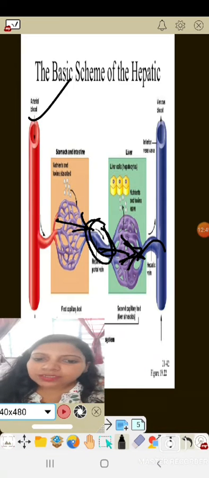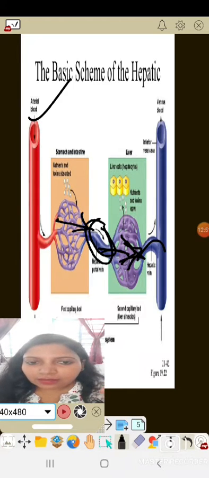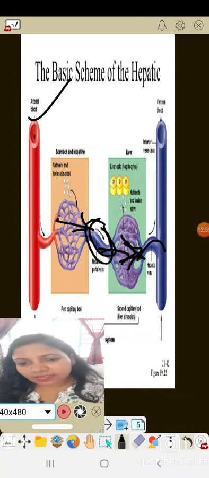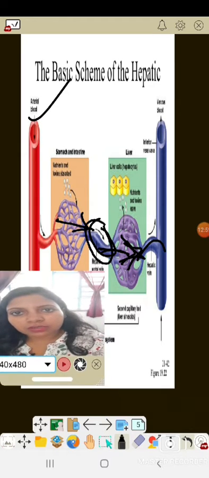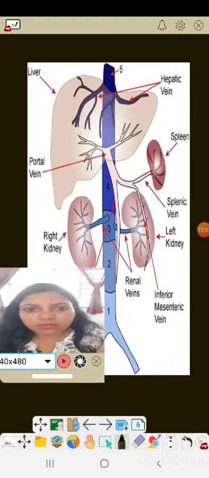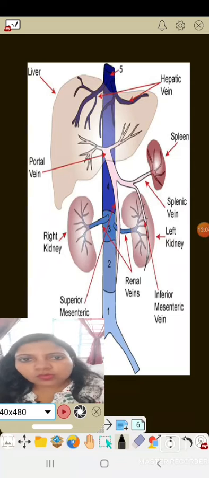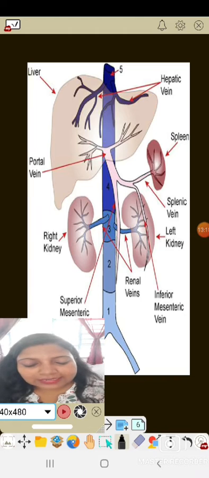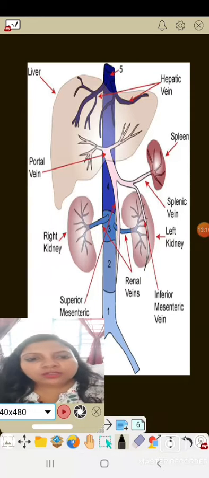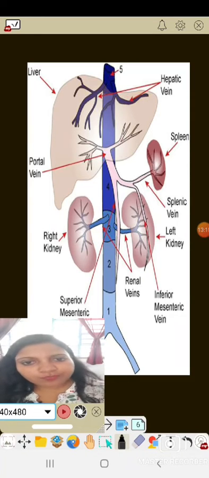Now, the blood has been detoxified and can be carried away to the heart through the inferior vena cava. Okay. So, this is one of the basic schemes of the hepatic portal system. Now, these are certain veins arising from parts of the small intestine, large intestine or spleen. So, let us see this one by one.